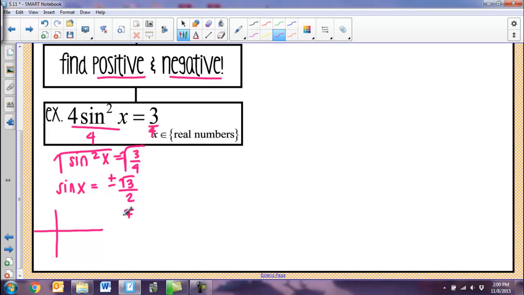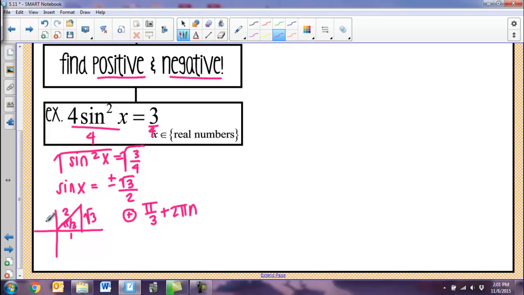For my positive values, I would have my triangle that has the opposite over the hypotenuse of root 3 over 2. Complete your triangle, and you would know that this is a 60-degree angle, or pi over 3. So your first positive solution would be pi over 3 plus 2 pi n. I know that I'm using radians here because it doesn't say anything about degrees, and they're also using an x.